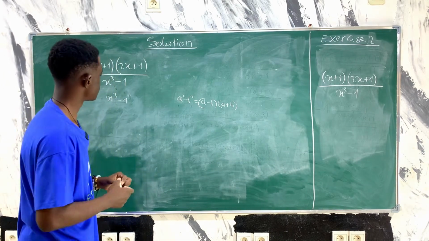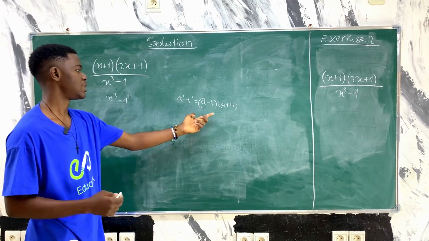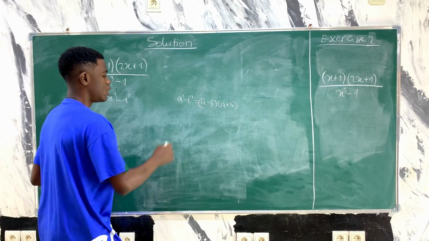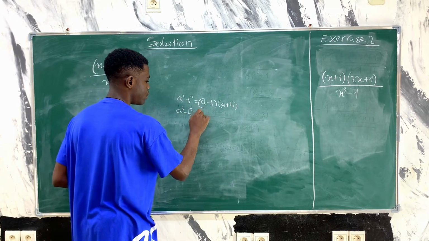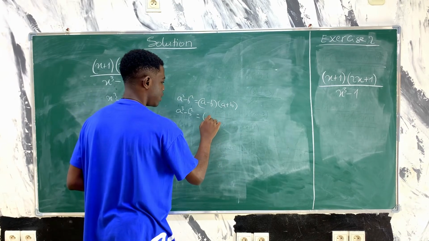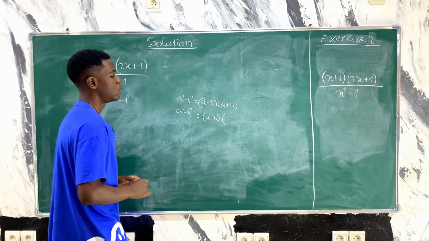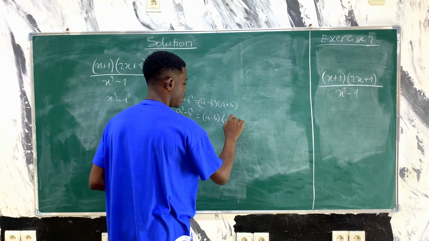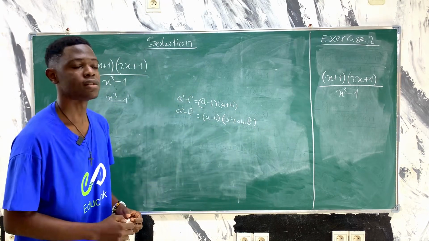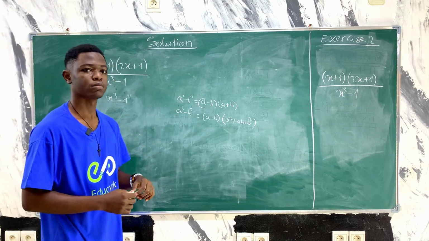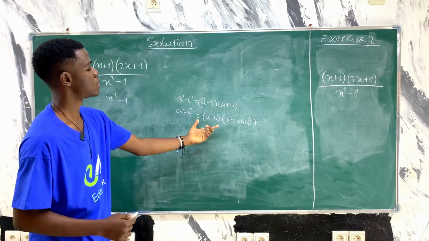So do I have an identity like this for the difference of two cubes? I have to know an identity like this. It exists, and I'm going to write it here: a cube minus b cube is equal to (a minus b) into (a squared plus ab plus b squared). This is the remarkable identity for a cube minus b cube. That is key in solving this, because without it you cannot solve it.